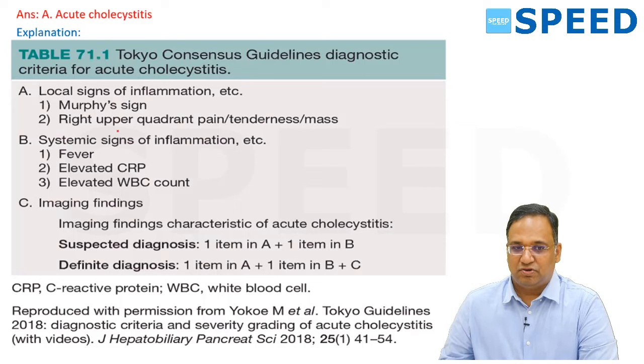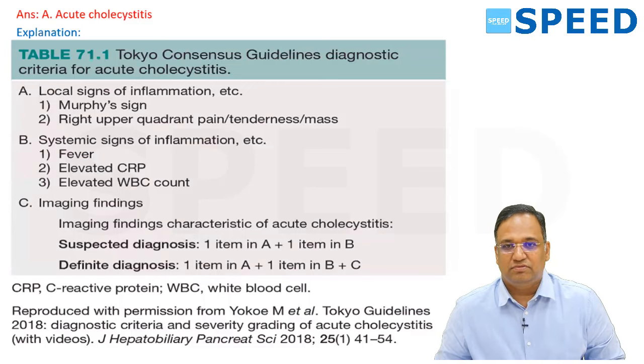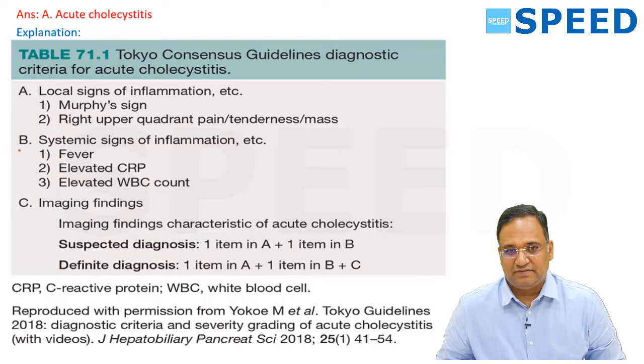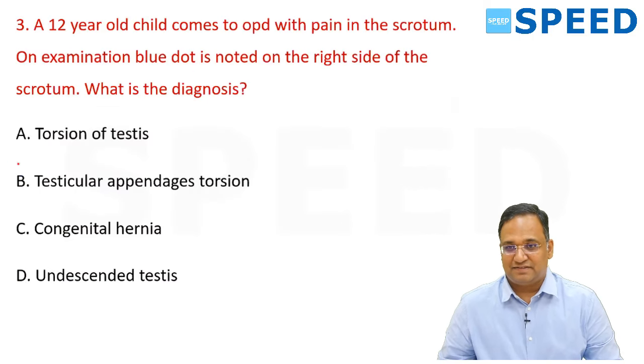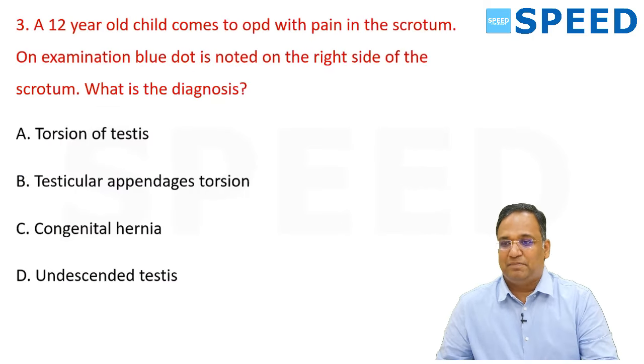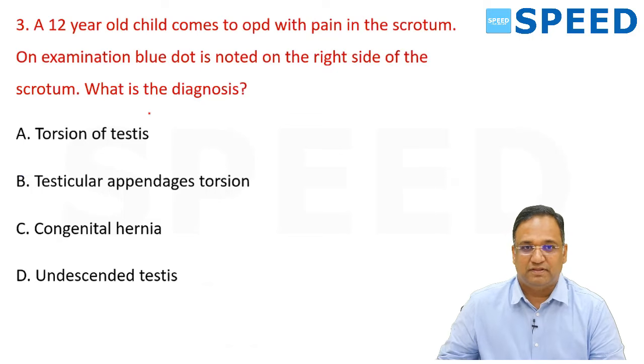All these are the parameters: local signs of inflammation, systemic signs of inflammation, imaging findings, suspected diagnosis and definitive diagnosis. All these are part of acute cholecystitis according to the Tokyo classification. Understood? It's a straightforward question, and you can expect a question again in the same area for the upcoming NEET SS on 28th of this month.